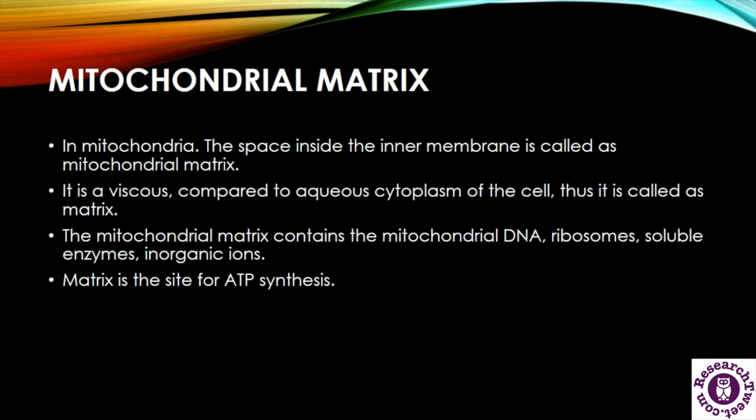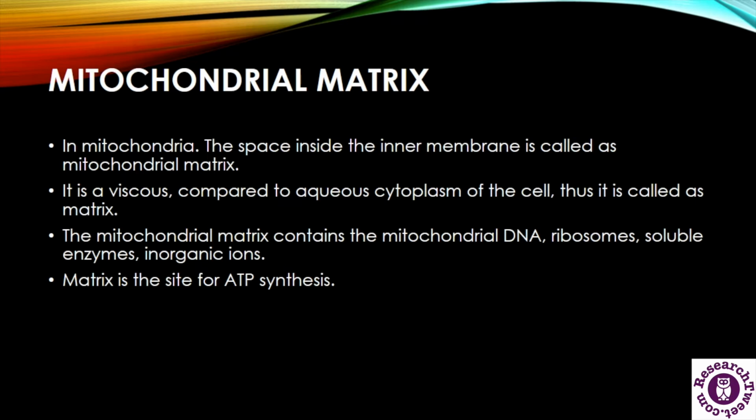Now let's discuss some characteristic features of the mitochondrial matrix. In mitochondria, the space inside the inner membrane is called the mitochondrial matrix, which is found within the inner membrane of the mitochondria. It is viscous compared to the aqueous cytoplasm of the cell, and that's why it is called a matrix. In biological terms, the word matrix is used for the space in between two cells, and it is also an aqueous solution, and that's why it is called the mitochondrial matrix.